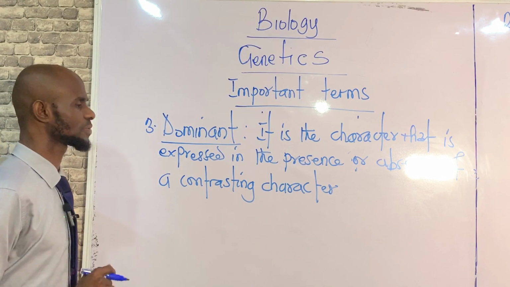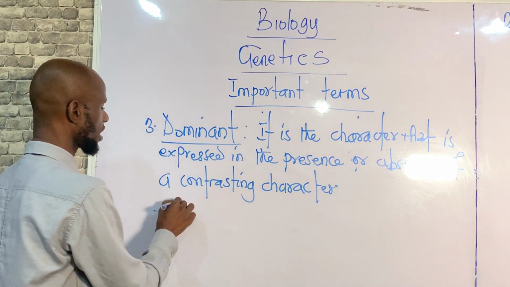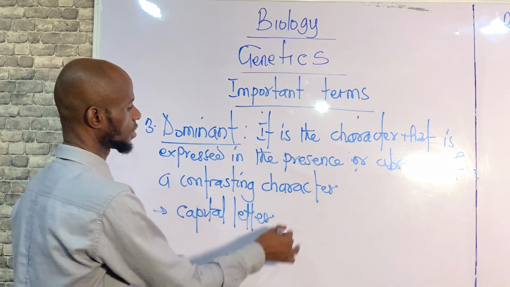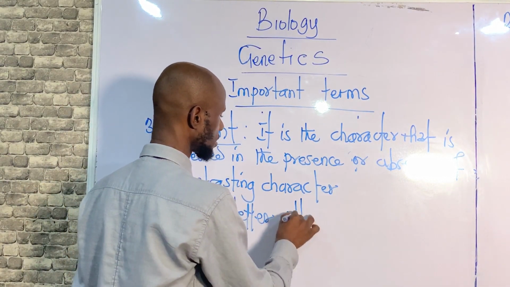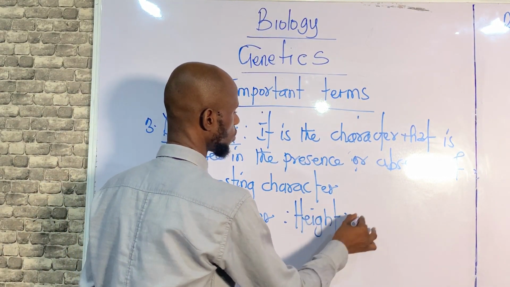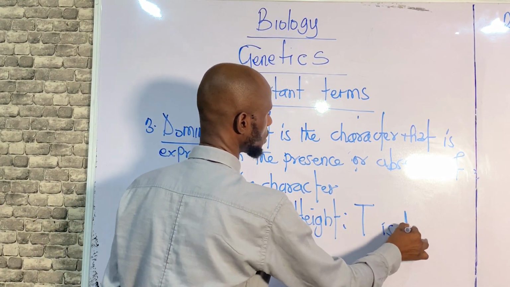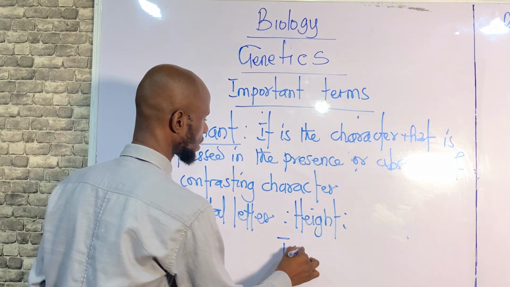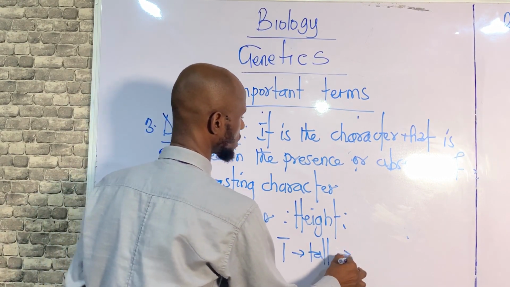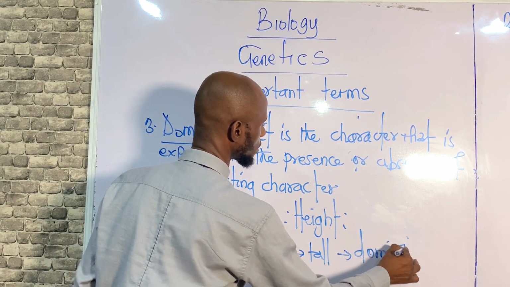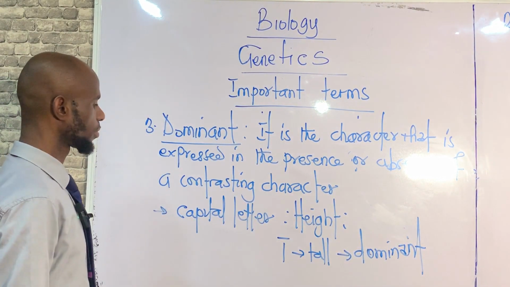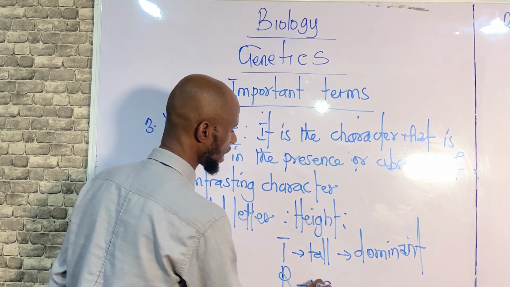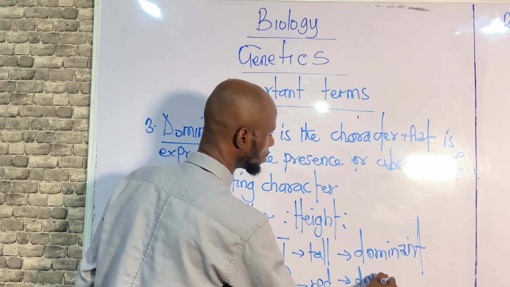Okay, let's have a representation for that. It's always represented with a capital letter. For example, for height, big T represents tallness and it is dominant. Let's have another one. We have the big R representing red and it is dominant.